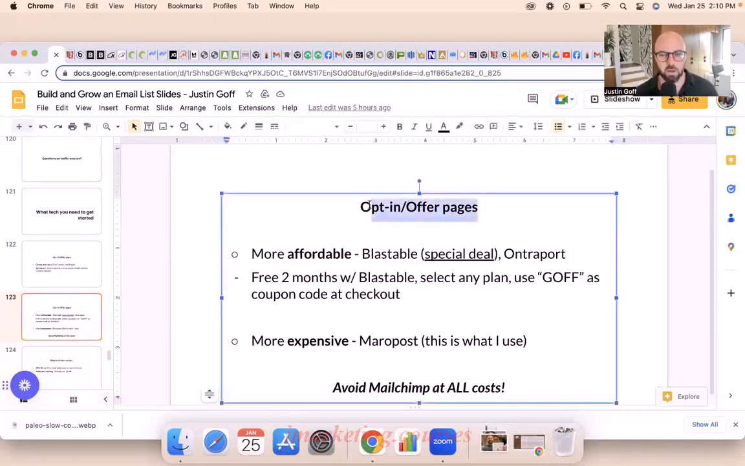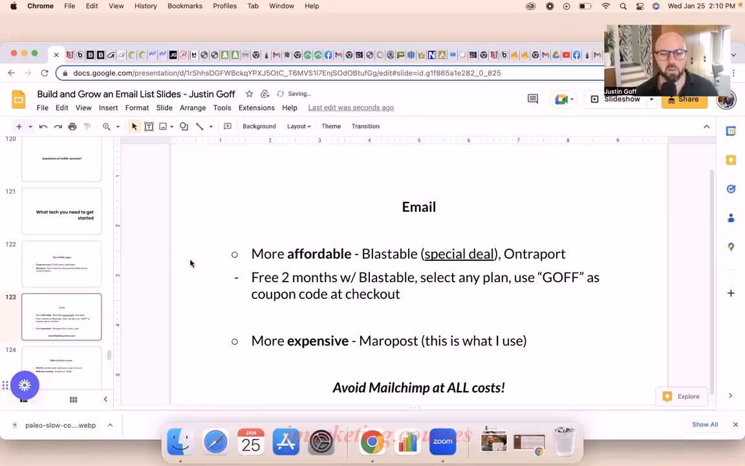So for actual email service providers, on the more affordable end, Blastable and Ontraport are two that I recommend.